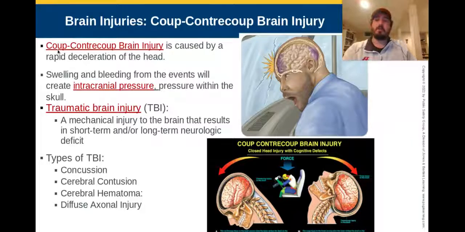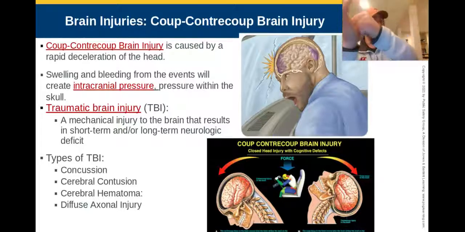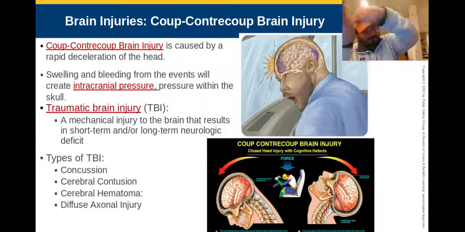And we have what's called a coup-contrecoup brain injury. And that's caused by rapid deceleration of the head. This guy, whoever drew this, his face is just something else right here. But coup-contrecoup basically means you're going really, really fast and you stop, boom. So your brain hits forward. But then when you stop short, you actually go back too.